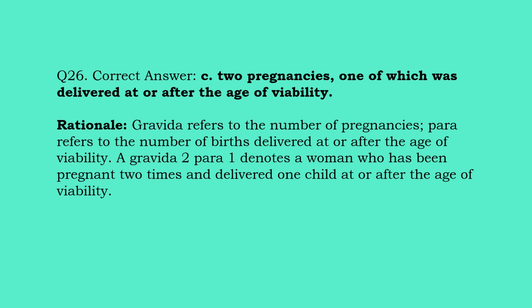Correct answer, C. 2 pregnancies, 1 of which was delivered at or after the age of viability. Rationale: Gravida refers to the number of pregnancies, para refers to the number of births delivered at or after the age of viability. A gravida 2 para 1 denotes a woman who has been pregnant 2 times and delivered 1 child at or after the age of viability.